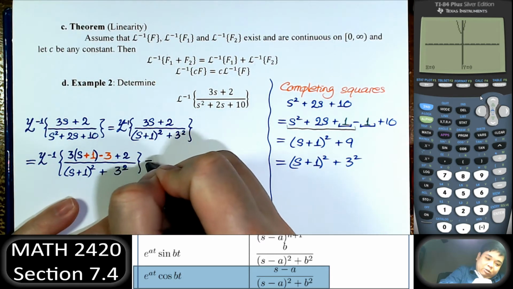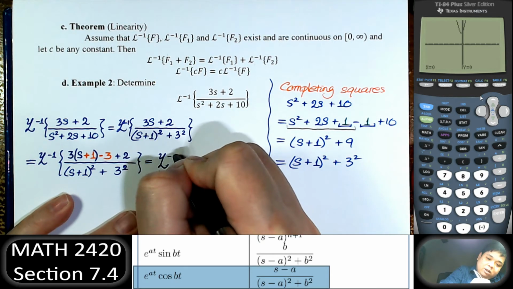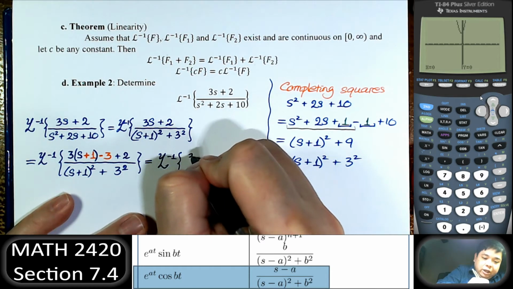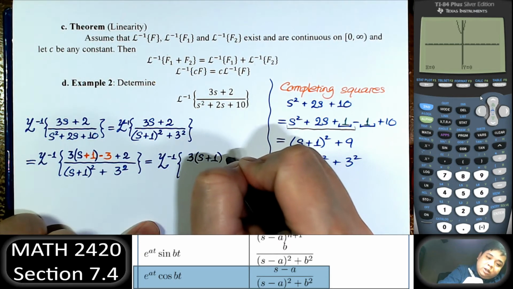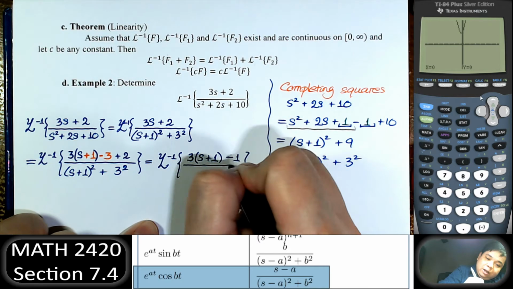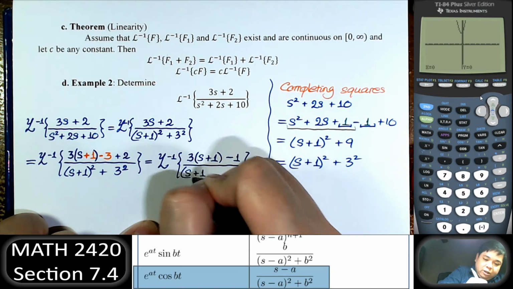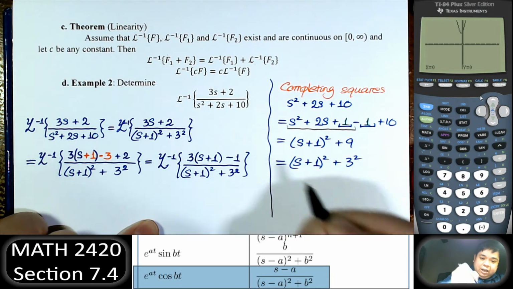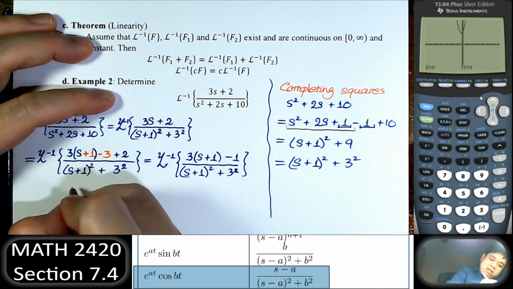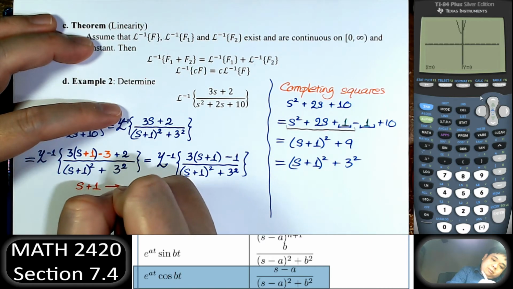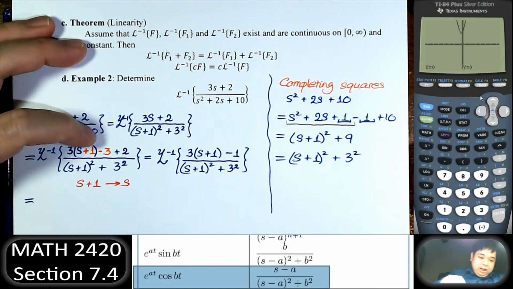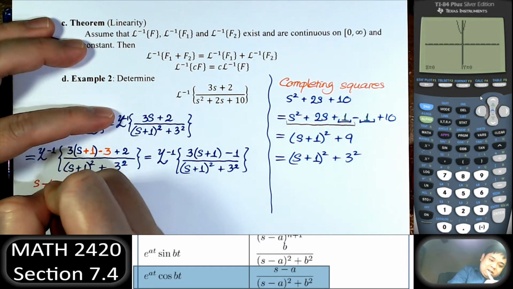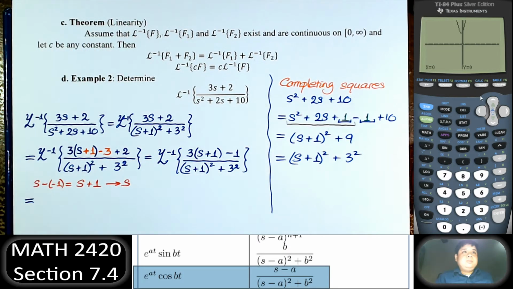Alright, now let's rewrite this. Inverse Laplace transform of 3 times s plus 1, minus 3 plus 2 is minus 1. The bottom, s plus 1 squared plus 3 squared. Now both of them have s plus 1. If we replace that, what we have to do is, by the way, s plus 1 we can write as s minus negative 1. So we write like that.